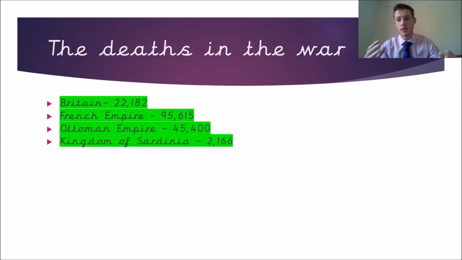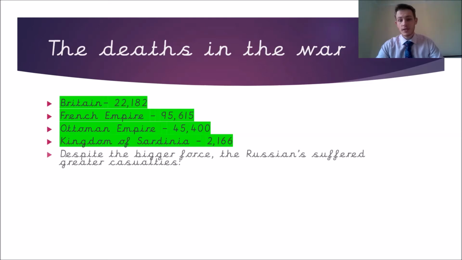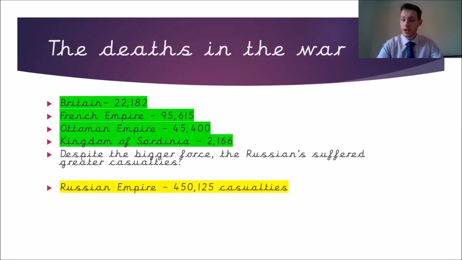Now, the Russian Empire had the bigger amount of soldiers. They had more soldiers, but actually, despite them having a bigger force, it was Russia's soldiers that suffered the greatest casualties, which means that they got the most deaths. The Russian Empire had lost 450,125 casualties, which means over half of the soldiers that they had sent in had actually died. And that's because of all this fighting.